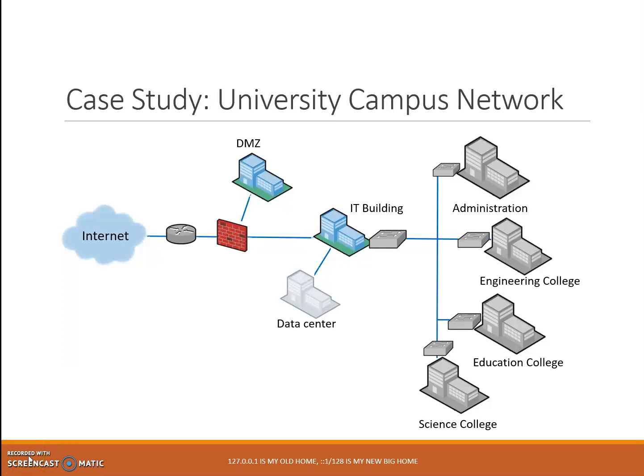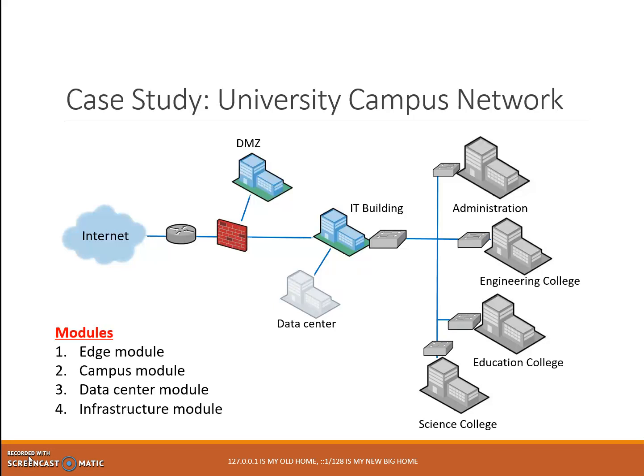This section of the lecture studies a case of a university campus network, which is depicted in this figure. The design of the university campus network is atypical for an enterprise. It includes edge module, campus module, data center module, and infrastructure module.